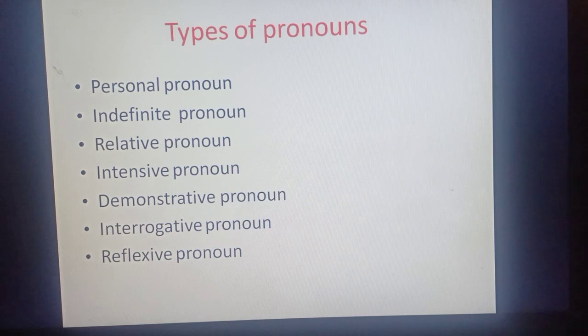Types of pronoun. First, personal pronoun, indefinite pronoun, relative pronoun, intensive pronoun, demonstrative pronoun, interrogative pronoun, and reflexive pronoun. So these are the main 7 types of pronoun. We will be looking at each of them in depth in this video.